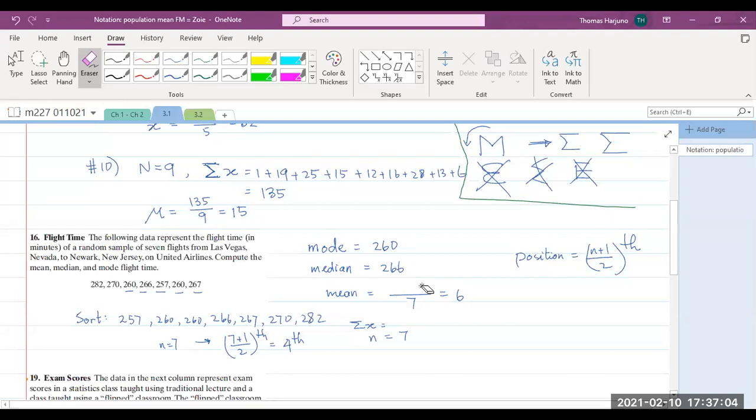257 plus 260 plus 260 plus 266 plus 267 plus 270 plus 282. That's 1,862 divided by 7. I get 266.